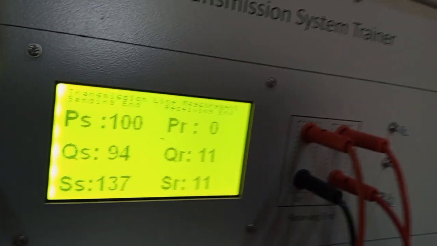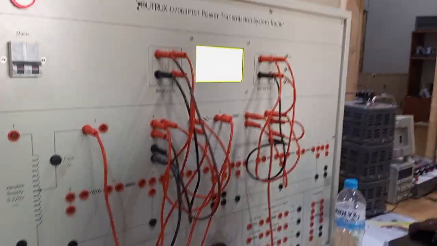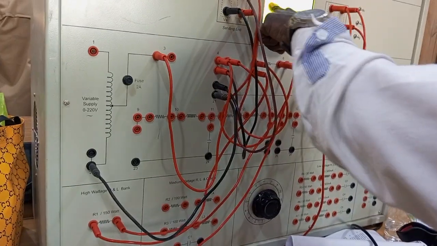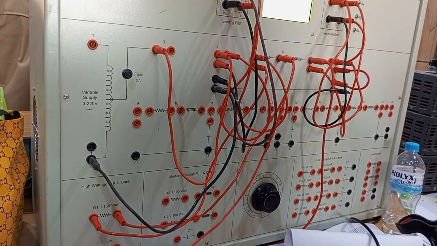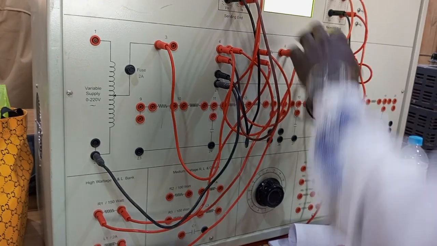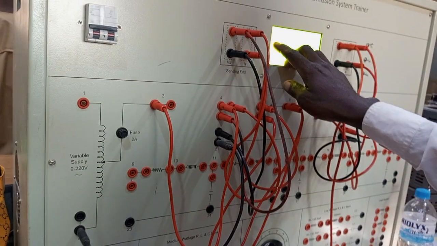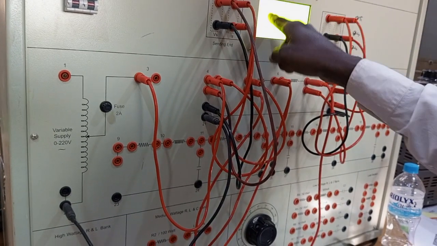So all these are off. Okay, the switch 1, switch 2, switch 3, and you can see, let's switch all on the switch 1. Now these are the values that we have there at the supply end.